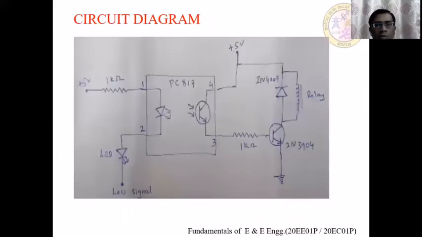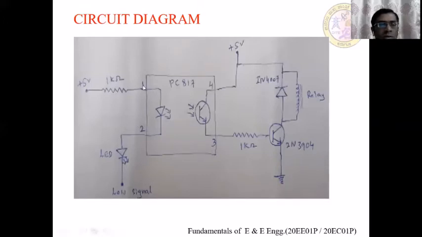This is a circuit of a relay circuit using an optocoupler. Basically, the optocoupler is a semiconductor device which allows the electrical signal to be transmitted between two isolated circuits. This optocoupler consists of a photodiode and a phototransistor.